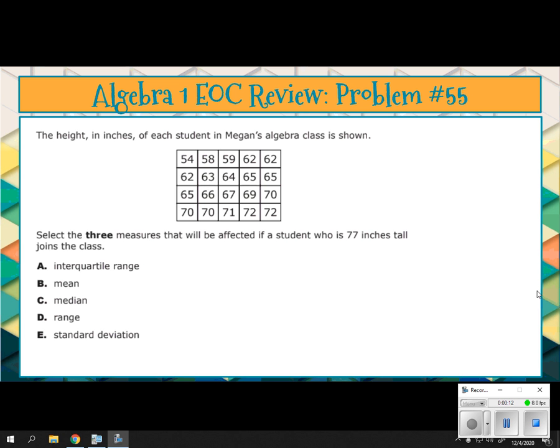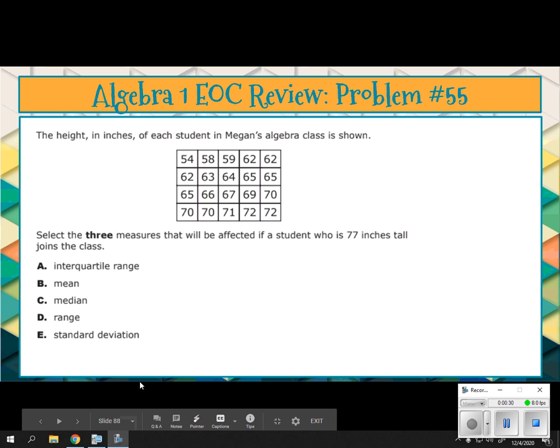All right, here's problem number 55. Okay, we have three measures that are going to be affected by a student who is 77 inches tall joining the class. Which ones are they?